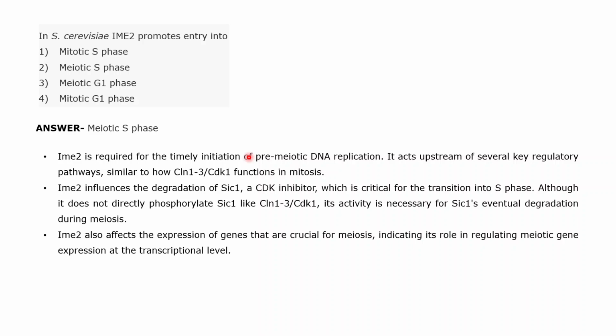So it's like a checkpoint mechanism there. Cyclin D actually promotes that transition in case of mitosis. So that's the basic answer: IME2 in Saccharomyces cerevisiae promotes the entry into meiotic S phase from the meiotic G1 phase. So anyone has any doubt regarding this, or should I explain it once more?